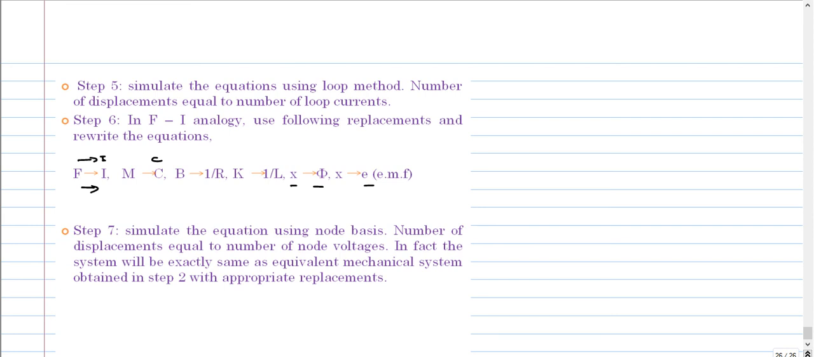Here, one advantage of representing in force current analogy is that whatever network diagram, nodal diagram, you draw in the mechanical system, the same can be represented here. If you remember the nodal diagram, all the elements will be parallel to each other. The same concept will happen here also. So the same you can represent as an electrical network.